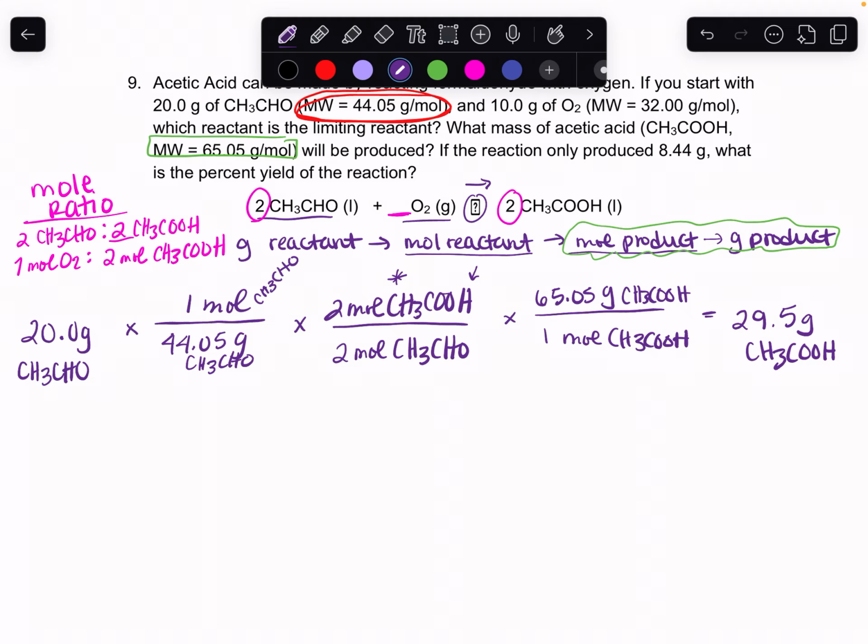Let's do it with oxygen, okay? So I have 10 grams of O2. I need to turn this into moles. So I know, and just follow the flow of what we did up top here, I know what 1 mole is going to have to go here. And then I need the molar mass of oxygen.